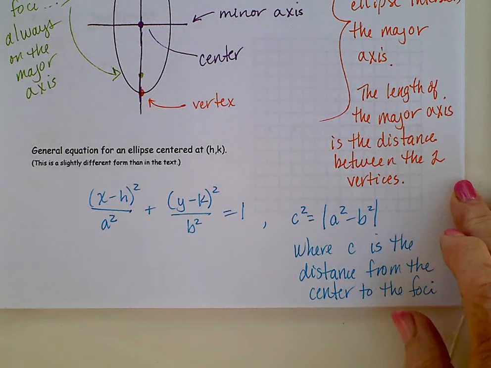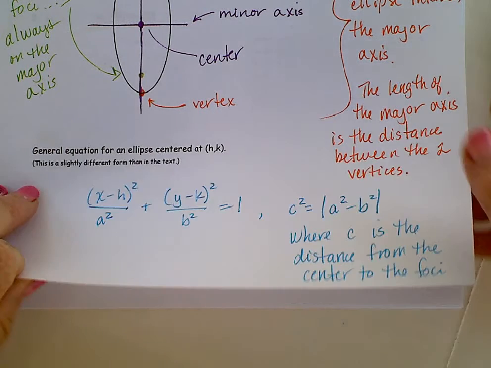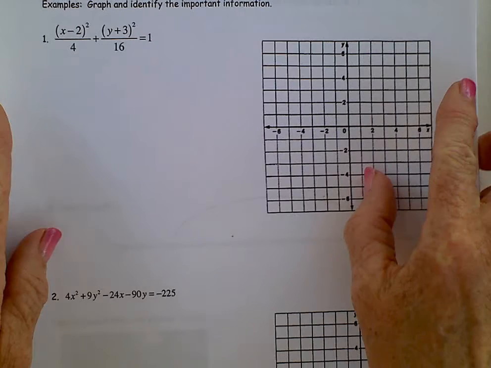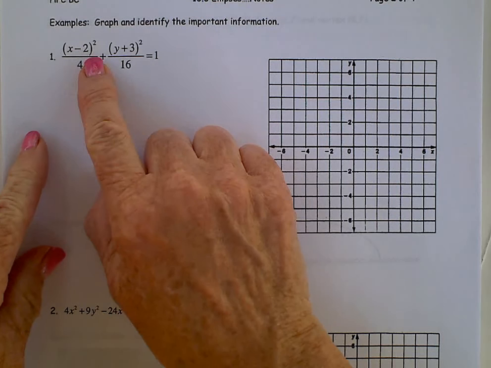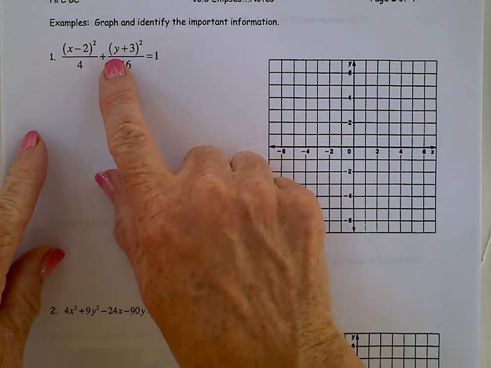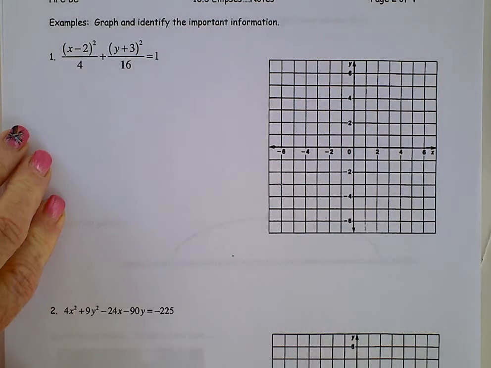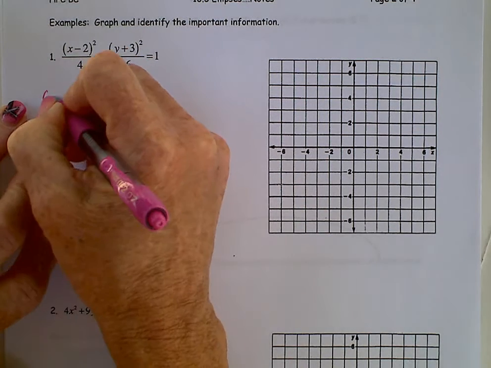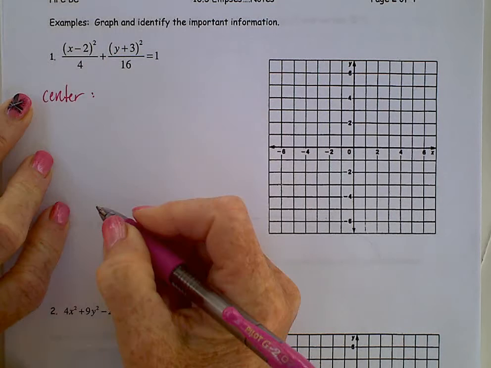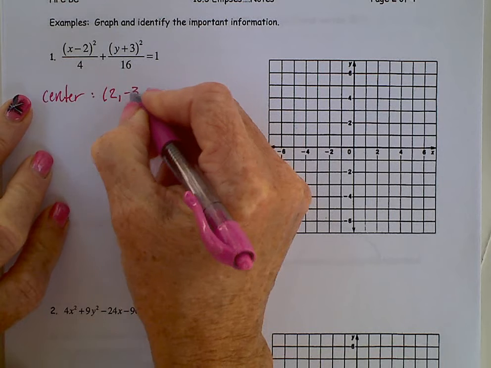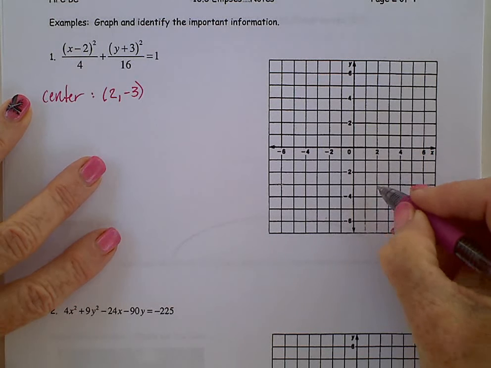All right, let's take a look at an example so that you can see how all of this information plays out and how it all fits together. If we look at this first ellipse, (x minus 2) squared over 4 plus (y plus 3) squared over 16 equals 1, we can find the center. The center is (h, k), so 2, negative 3. Here's the center.